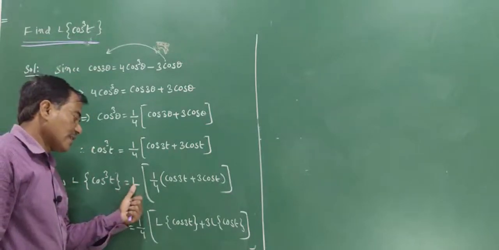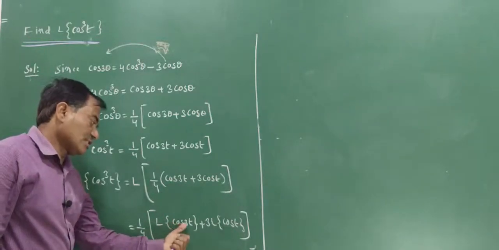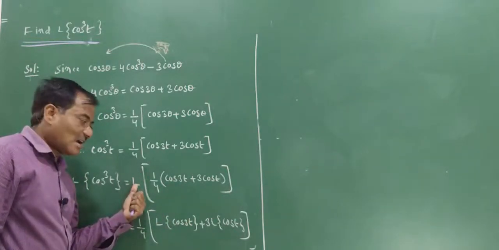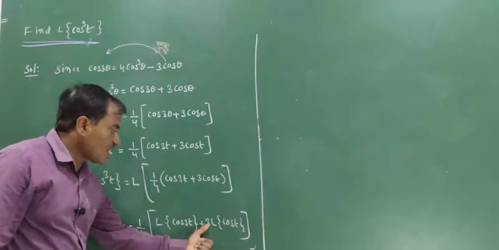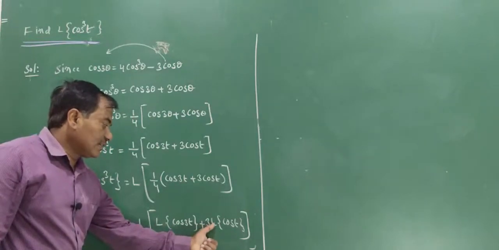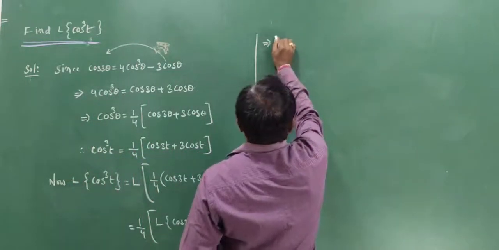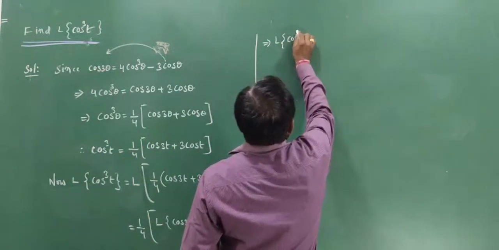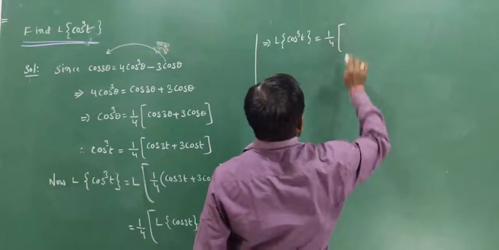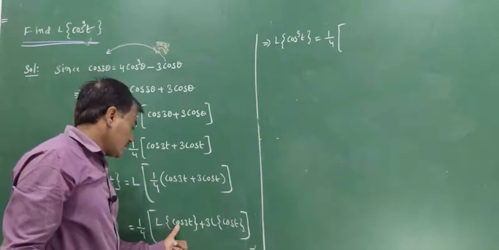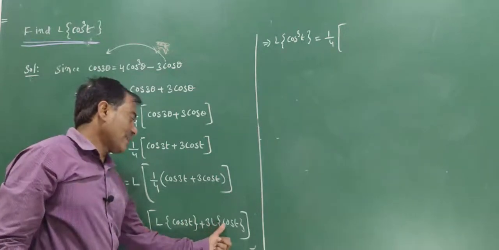We apply this Laplace operator to cos 3t, we get the Laplace transform of cos 3t, and similarly we apply this operator to the second term, but where 3 is a constant, so we write it outside the operator. Then we write the Laplace transform of cos t. We have to find out the Laplace transform of the right hand side values. Here this is the Laplace transform of cos 3t and this is the Laplace transform of cos t.